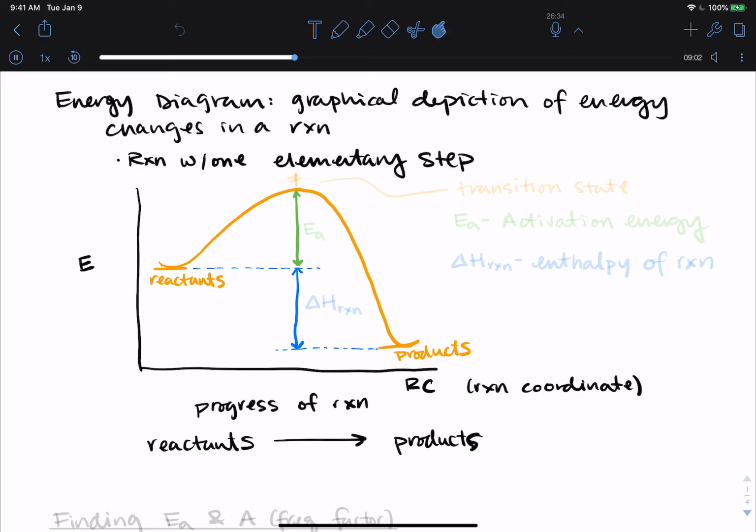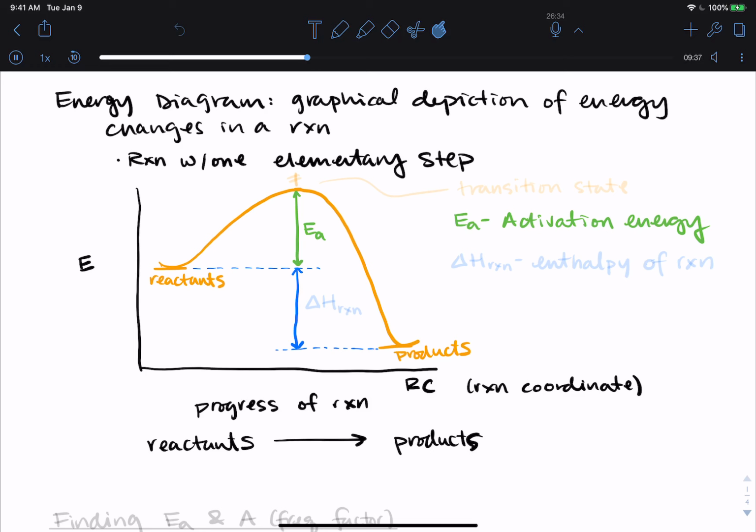The difference between the reactants and the very top of the hill is the activation energy. So the value that ends up determining part of our rate constant is how big this hill is. And that kind of makes sense. If you have a really big hill, it will affect how quickly your reaction can get over it. If you have a really small hill, it will affect it in a different way.